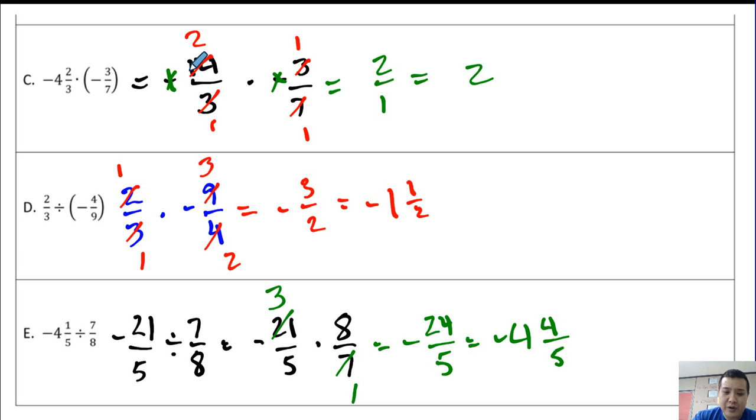And we get negative 21 over 5 times 8 over 7, because we got 4 times 5 is 20 plus 1 is 21, so we got negative 21 over 5 and times 8 over 7. Cross cancel, because 7 goes into both 21 and 7. Multiply across, 3 times 8 is negative 24, and 5 times 1 is 5, so we get negative 4 and 4/5, because we only have one negative in that problem.